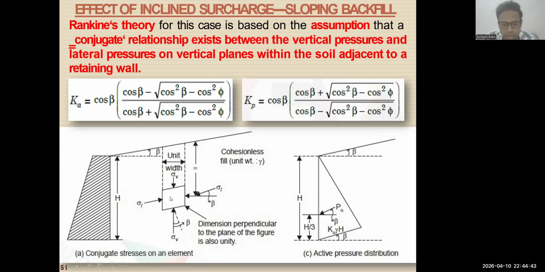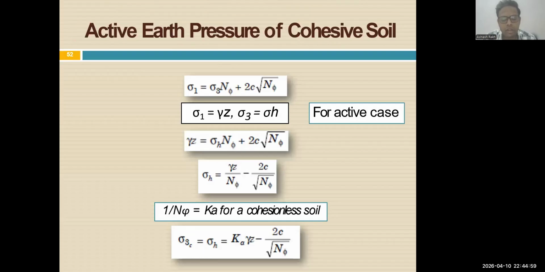For the element, the dimension perpendicular to the plane of the figure is also unity, and all the forces carried on a single element are given. Next, the active pressure distribution has been shown. The next part we're going to see is the calculation of the active earth pressure for a cohesive soil.